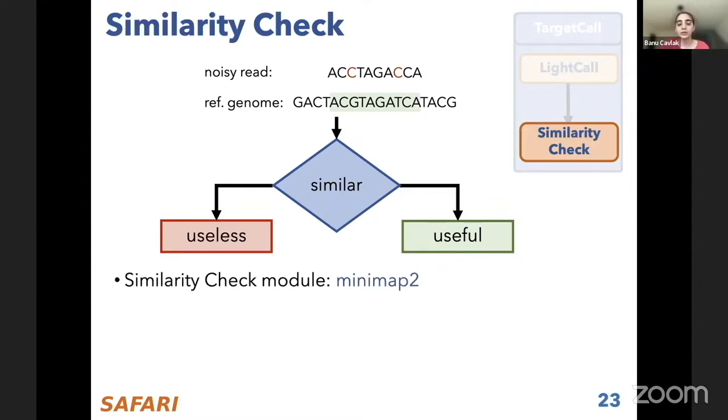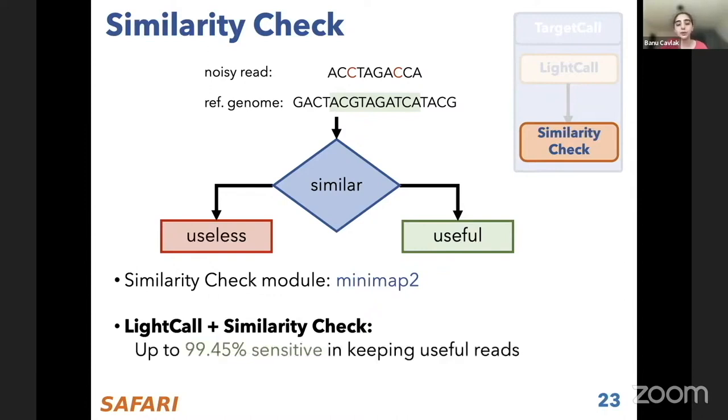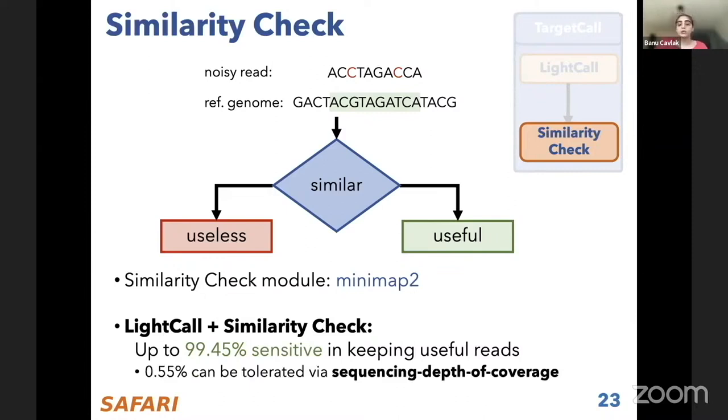For this model, we didn't design anything new. We just used the state-of-the-art read mapper, Minimap2. And we showed in the paper that while using LightCall and the similarity check together, so Minimap2 using the noisy reads coming from LightCall, we can achieve up to 99.45% sensitivity in keeping useful reads. That shows that the noisy reads coming from LightCall are not noisy enough to hinder our ability to find if the read is going to be useful. We also show in the paper that the 0.55% loss of useful reads during filtering can be tolerated by the sequencing depth of coverage that is already required for accurate genome sequence analysis.